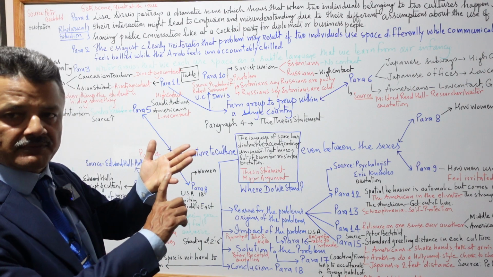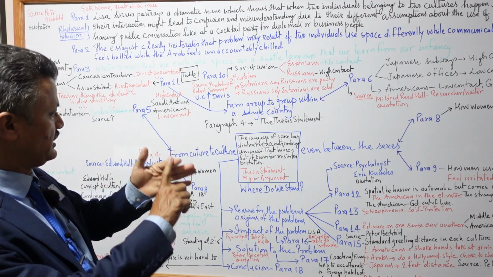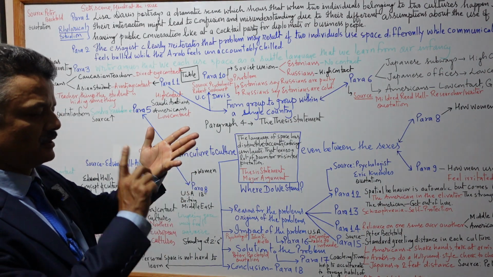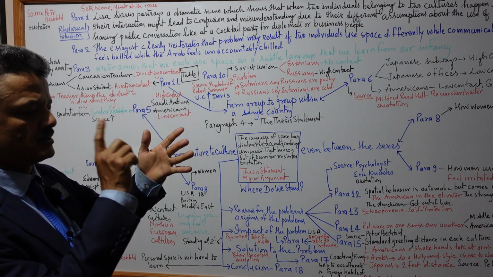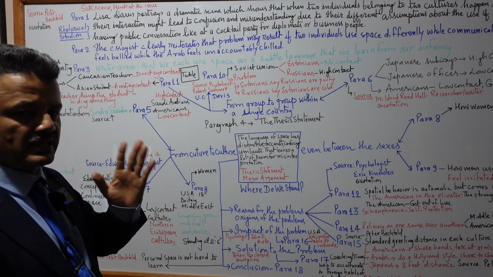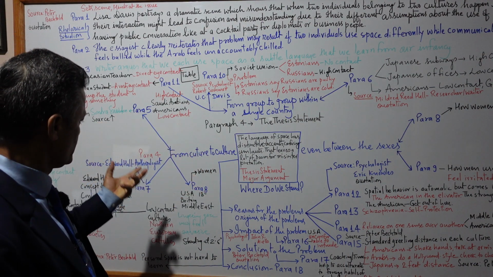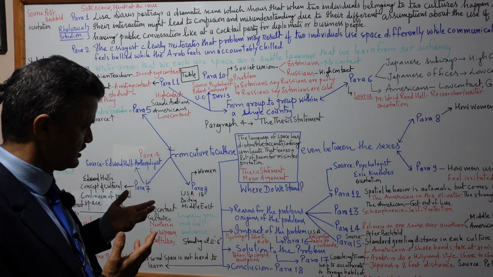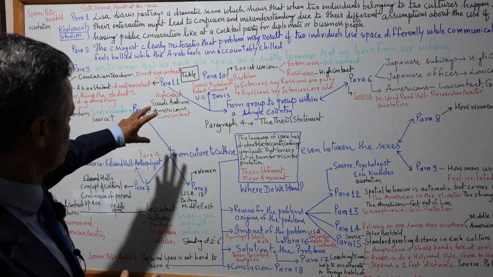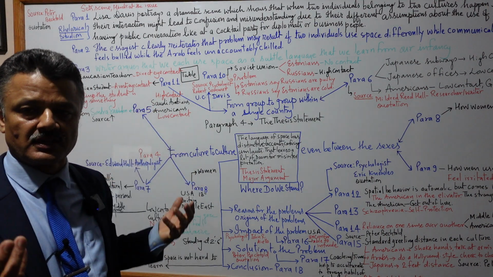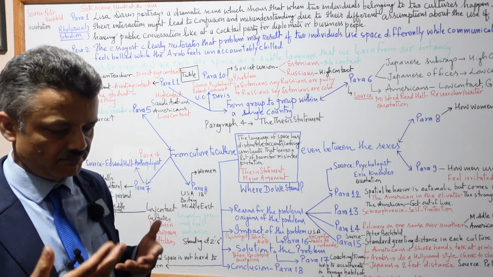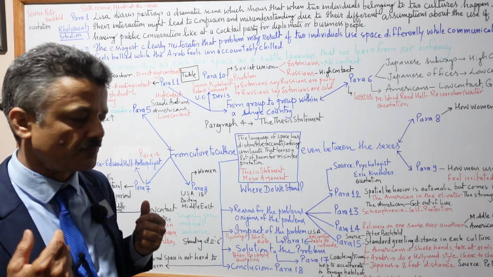From paragraph 5 to 11. I repeat, paragraphs 5, 6, 7, 8, 9, 10, 11. These seven paragraphs function as the major body paragraphs, or discussion section, where Lisa Davis explains the nature of problems that result from space use.